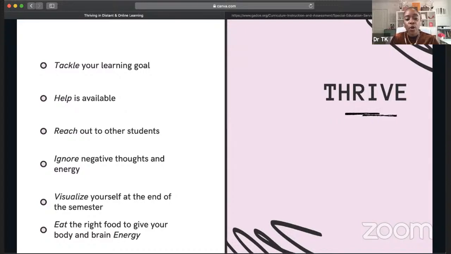Also, the I is for ignore negative thoughts and energy. So I alluded to that in the first tackling your learning, in that if you have negative thoughts coming up about this situation we're in, like life will never be over. Some people have said it feels like the end of days. I'm not going to be able to ever go back to school. You don't know that. And so what I would rather you focus on is what you actually have control over, which is your academic performance, okay?